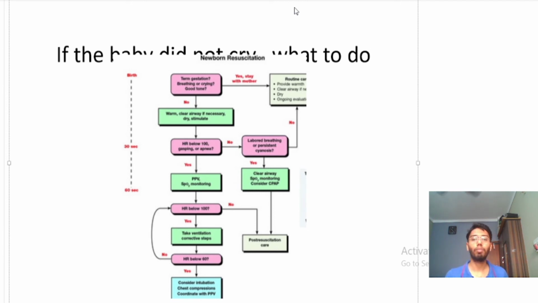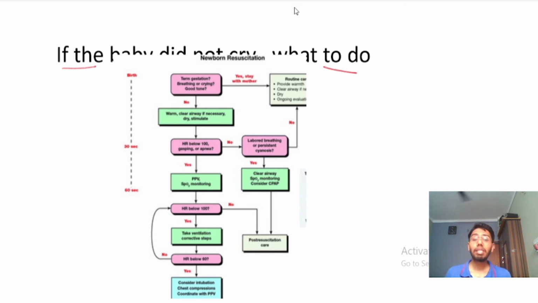Now comes the problem. Now comes the exact role of the pediatrician. Everyone can do this, even a CRRI, even a normal MBBS student can do this. But as far as resuscitation is concerned, that is the role of a pediatrician. So what will we have to do if the baby is not crying?